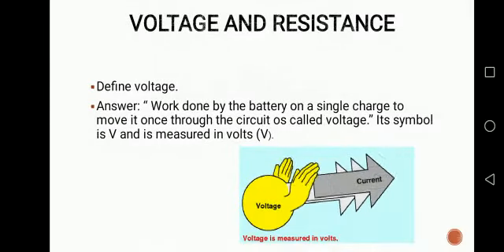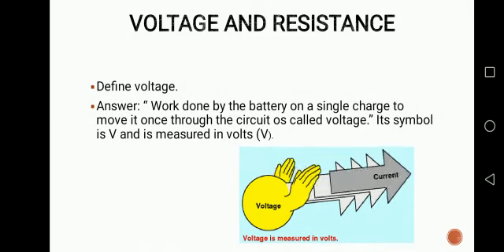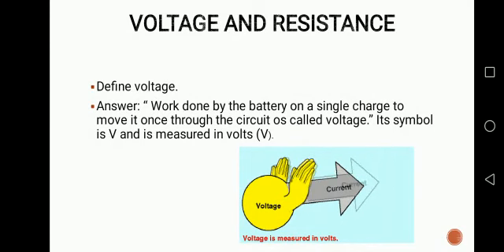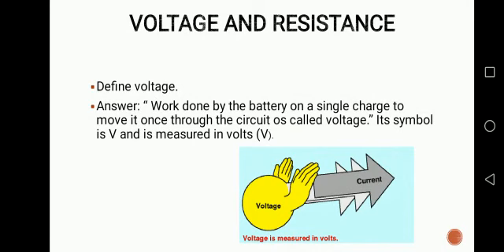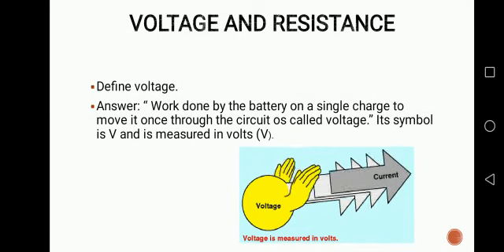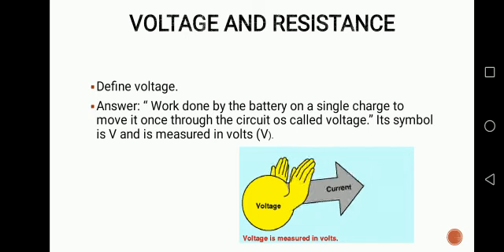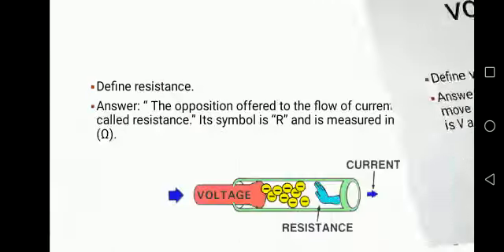So the next one is voltage and resistance. Define voltage. Answer: work done by the battery on a single charge to move it once through the circuit is called voltage. Its symbol is capital V and it is measured in volts.